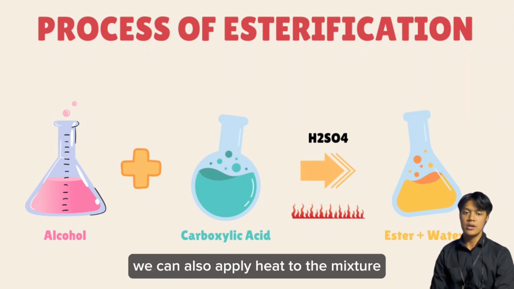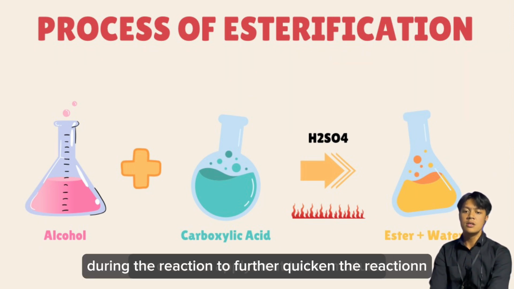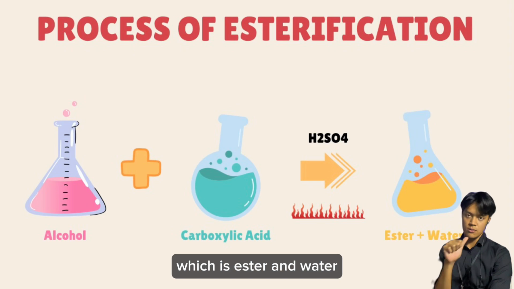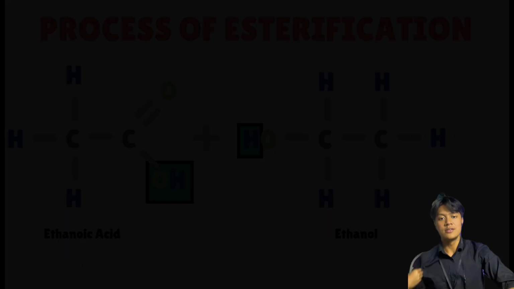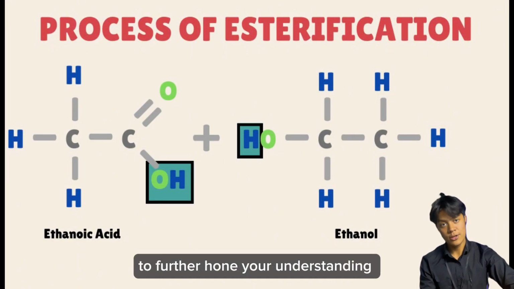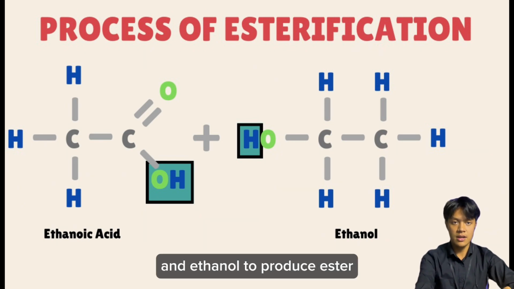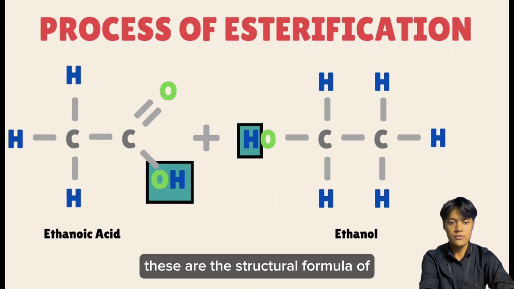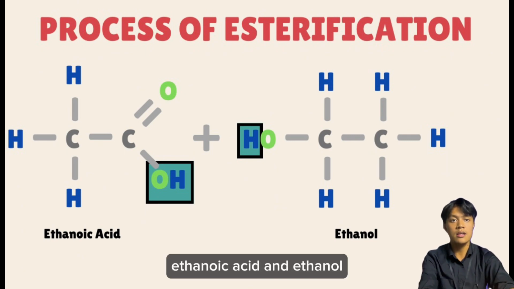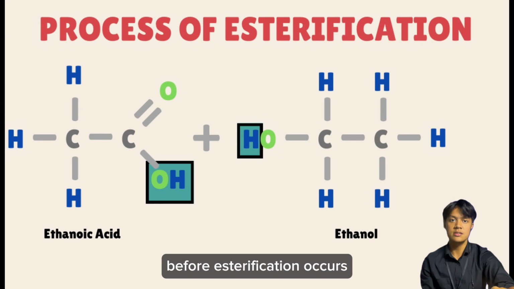Other than that, we can also apply heat to the mixture during the reaction process to further quicken the reaction and to get our product, which is our ester and water. So let's take a look at this slide to further hone your understanding. So we are going to use ethanoic acid and ethanol to produce ester. These are the structural formulas of ethanoic acid and ethanol before the process of esterification occurs.